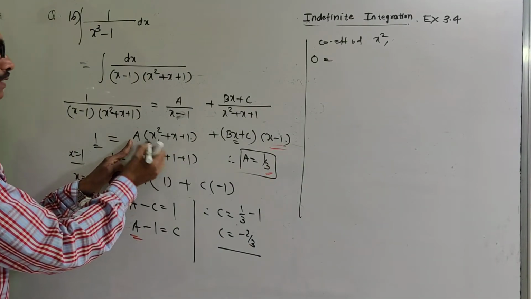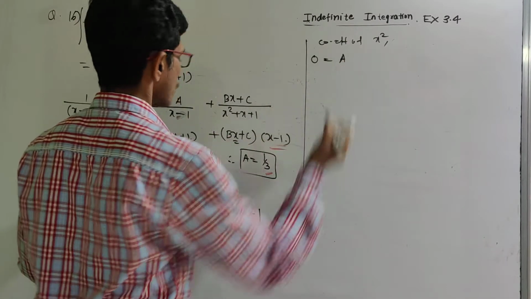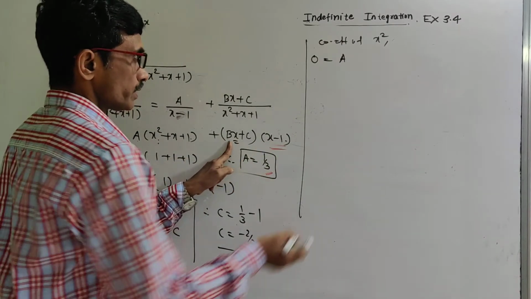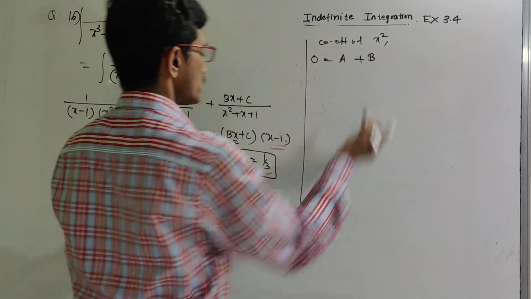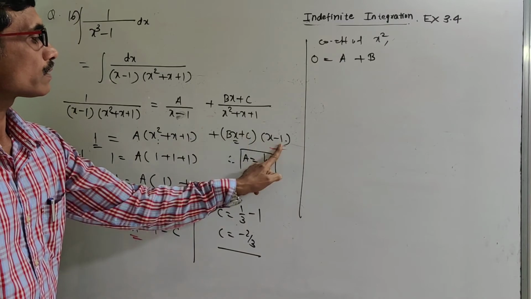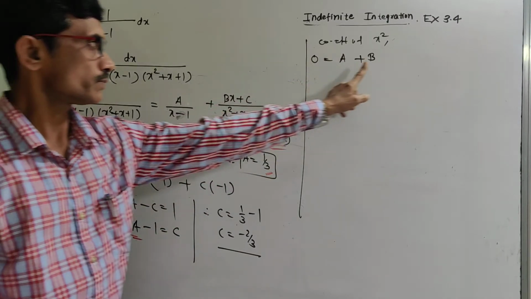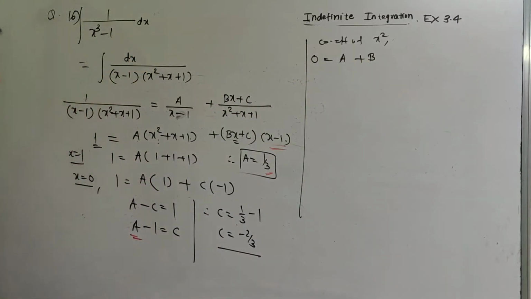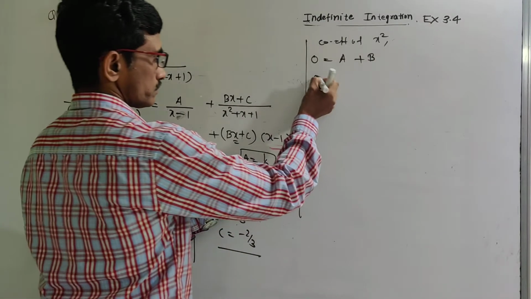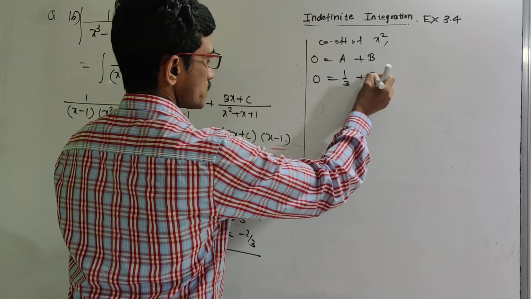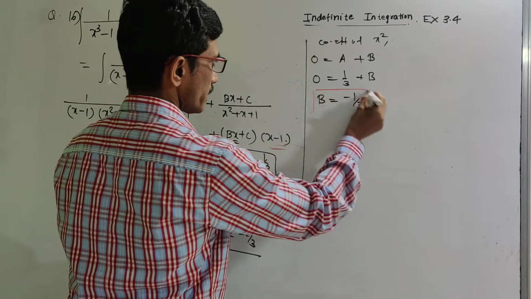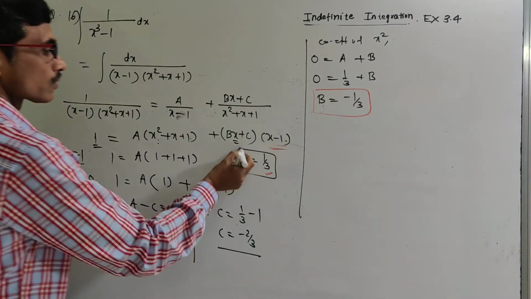A into x square, so a is the coefficient of x square. b, x and x, so b into x square, so b is the coefficient of x square. No other term will have an x square term, so a plus b will be the coefficient of x square from the right hand side. But a is equal to 1 by 3, so 1 by 3 plus b is 0, that is b is equal to minus 1 by 3.